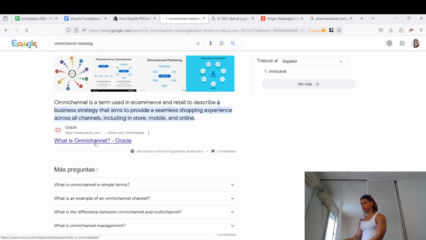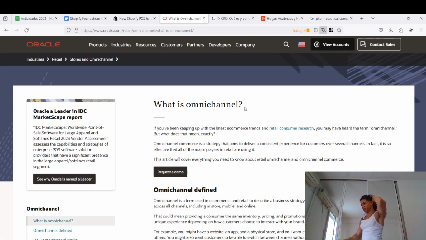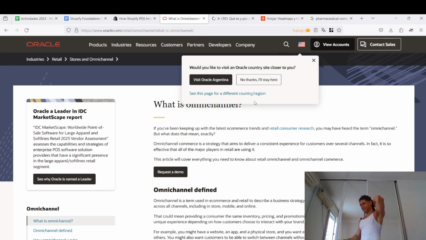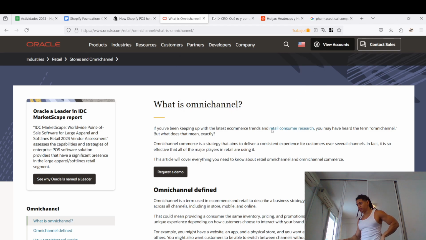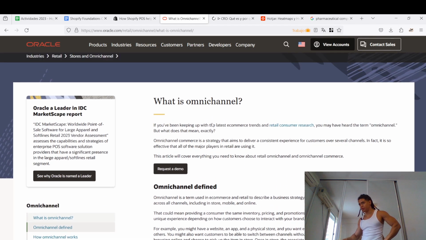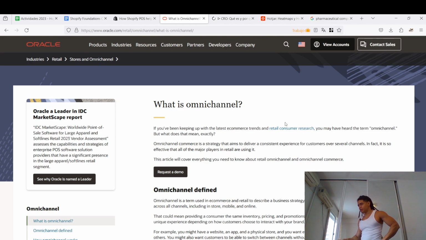But this is what omni-channel is according to Oracle. If you have been keeping up with the latest commerce trends and retail consumer research, you might have heard the term omni-channel. But what does it mean exactly? Omni-channel commerce is a strategy that aims to deliver a consistent experience for customers over several channels.